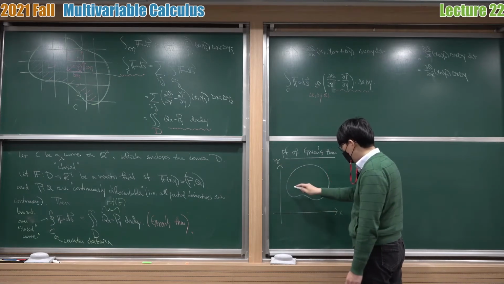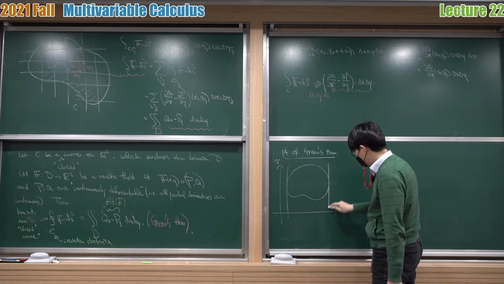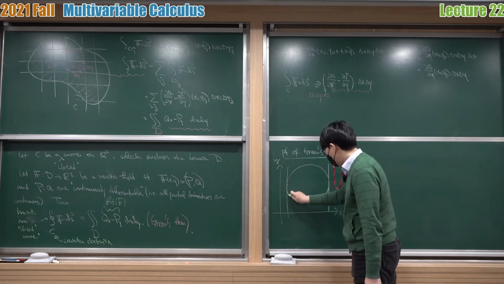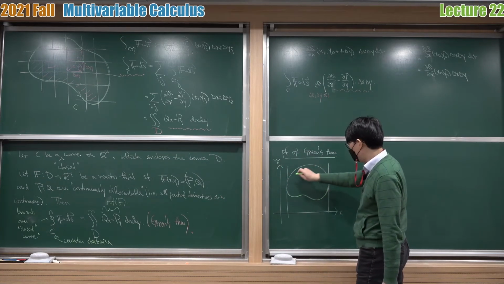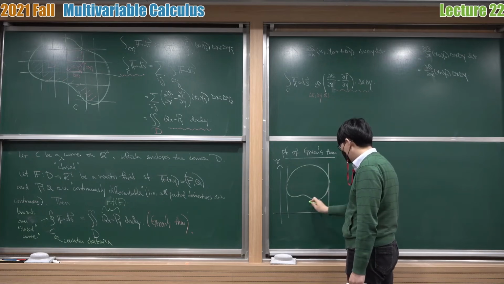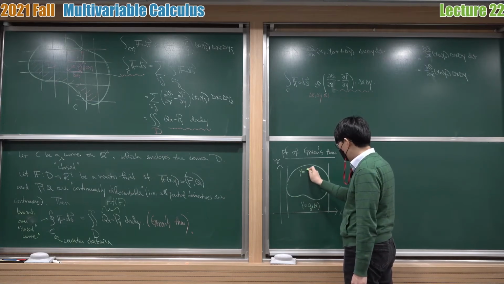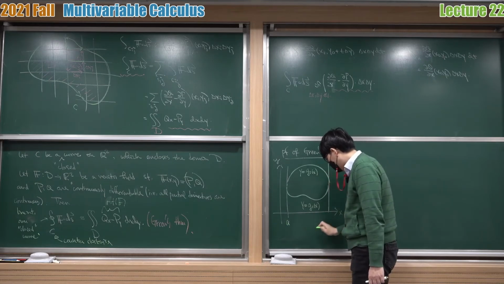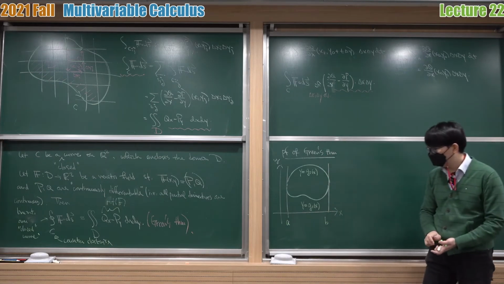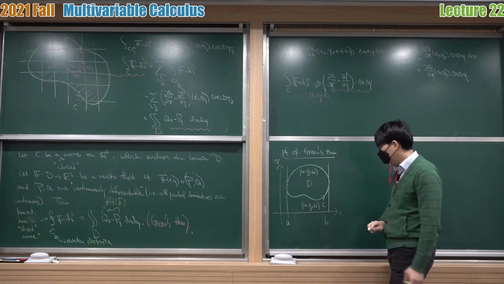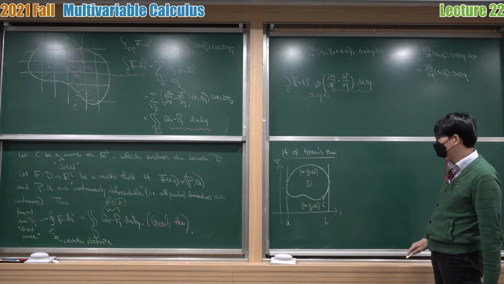which can be written in the following way. This curve is bounded by two graphs. One is y equals g1(x), and the other is y equals g2(x), and x is from a to b. So let's suppose that this is our situation. Our curve is moving this way, counterclockwise.